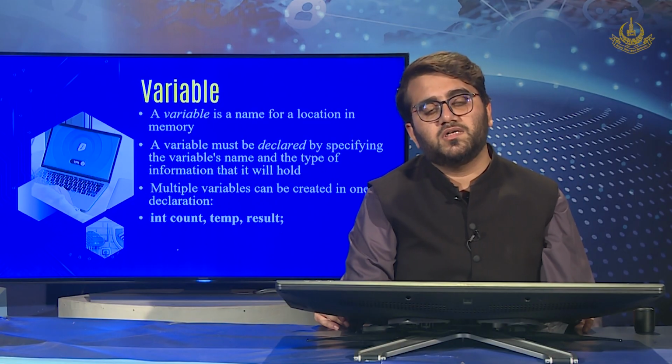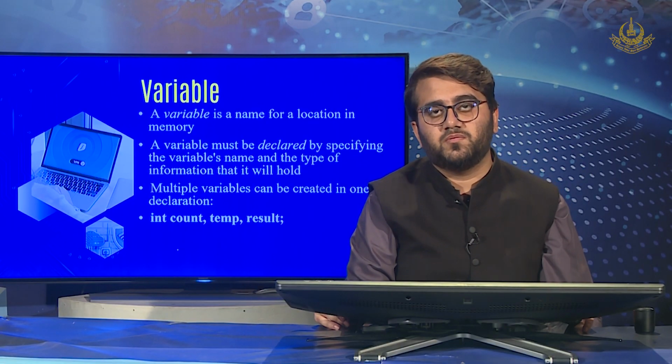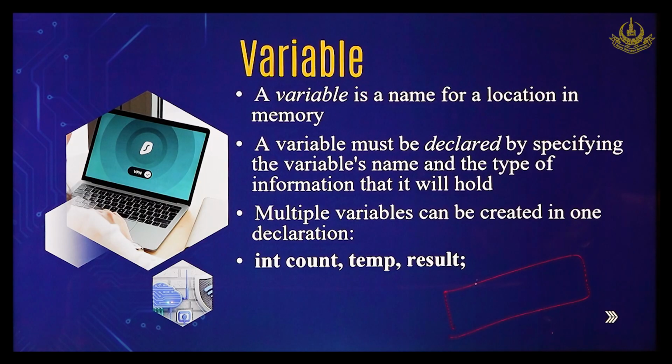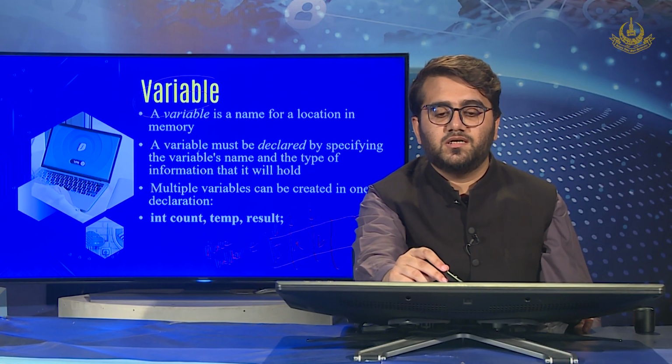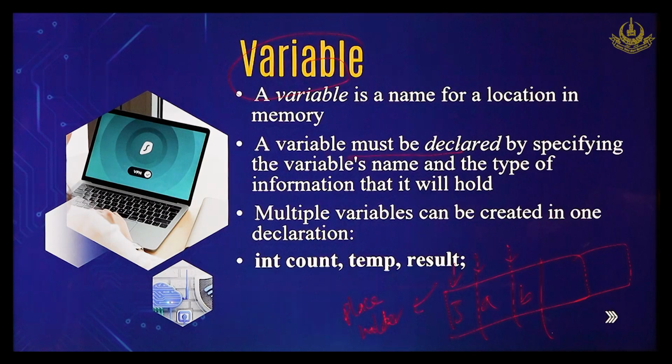Then after that we have variable. A variable is a name for a location in memory. For example, when you are dealing with memory, you have multiple locations in the memory. You might be storing 5 here, A here, B here. So we have to have a placeholder name for accessing these values. Those placeholder names are called variables. It says that a variable must be declared, meaning you have to tell the compiler that this placeholder is going to be used.